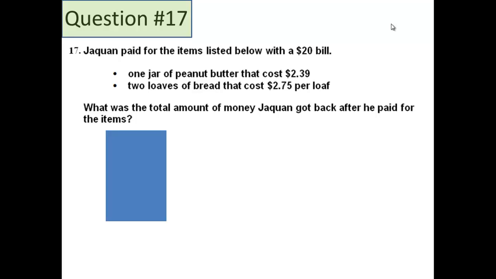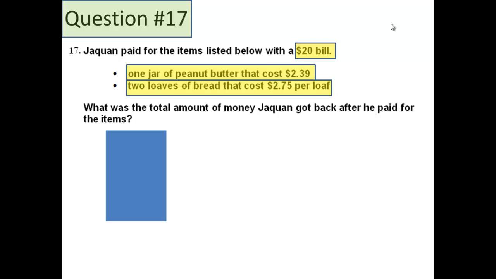So, key information. Had a $20 bill. Bought a jar of peanut butter. Bought 2 loaves of bread that cost $2.75 per loaf. We want to know how much money he got back. All right, first, it'd be good to know how much money he actually spent. So, let's start with the peanut butter. That's $2.39. He only bought one of those, and this is the one that tripped up a lot of people. He bought 2 loaves of bread at $2.75 each. So he bought the peanut butter and 2 loaves of bread.